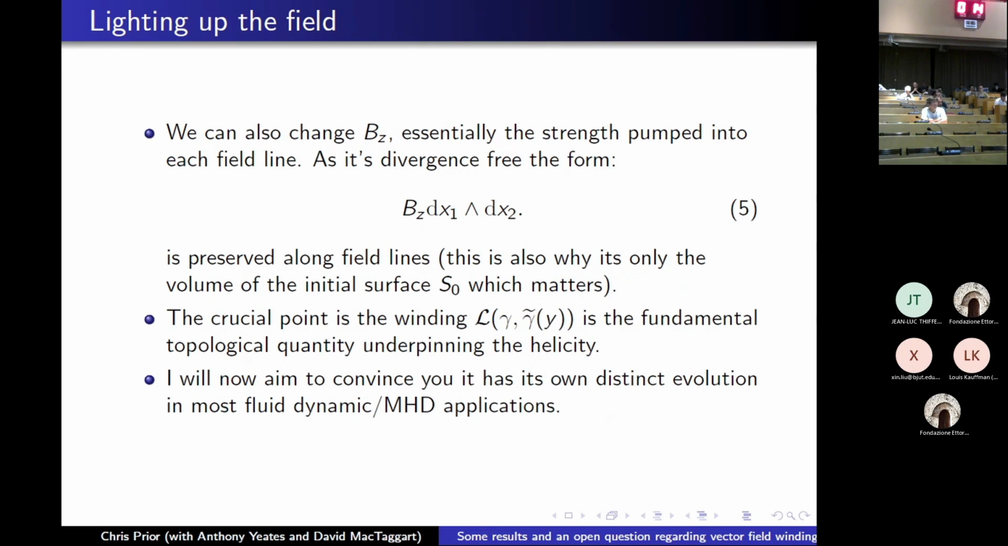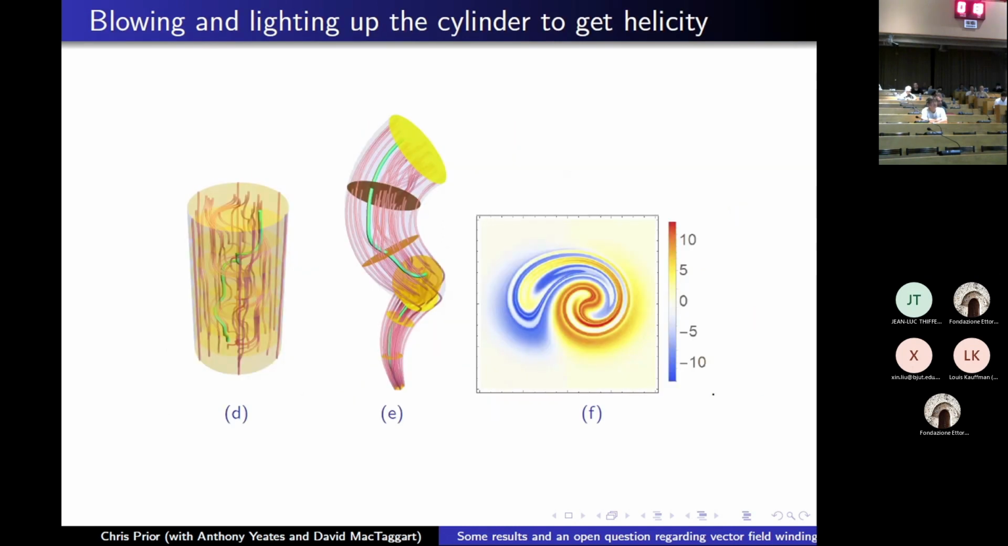The second thing is the field strength. I might input it at one end, but because I'm looking at divergence-free fields, that flux quantity is conserved along field lines. This is just from the divergence theorem, right? So essentially, I'm pumping the field lines with strength, but that's actually going to change the shape of this distribution.